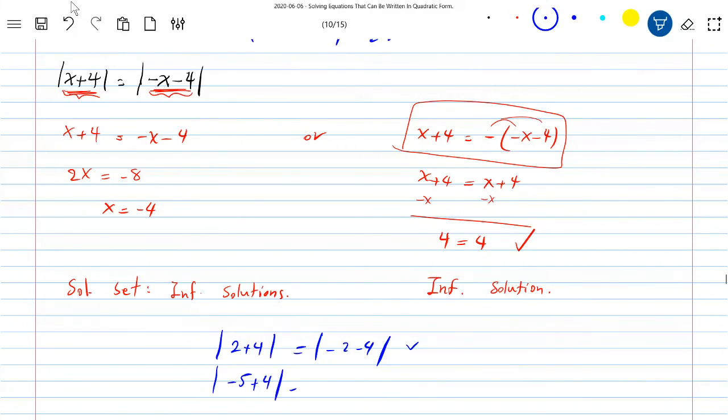How about if I try negative 5? Negative 5 plus 4. Is it equal to negative 5 minus 4? Is that true? Negative 5 plus 4 is negative 1. Right hand side is negative 9. These two are not equal to each other. If you try something like 3, 3 plus 4 equals absolute value of negative 3 minus 4. Right hand side is negative 7, left hand side is 7, but with the absolute value, these two would be equal. So you see that 2 and 3 will work, but negative 5 does not work.